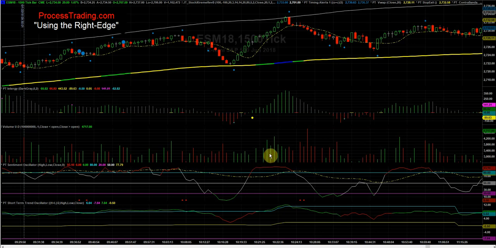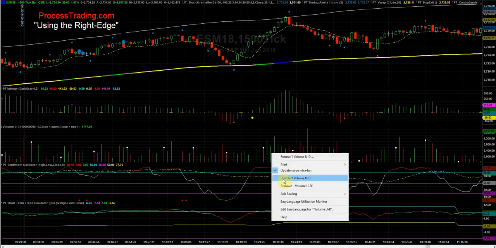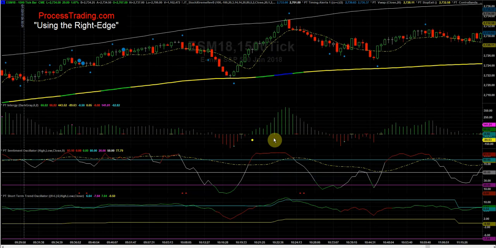So let me take this off right now. And this right here is the energy or the internal energy indicator in the processtrading.com right edge trading system. And it stands for internal energy. The internal energy here is represented by green being demand, red being supply, and then gray, whether it's in the supply side or the demand side, represents weakness.